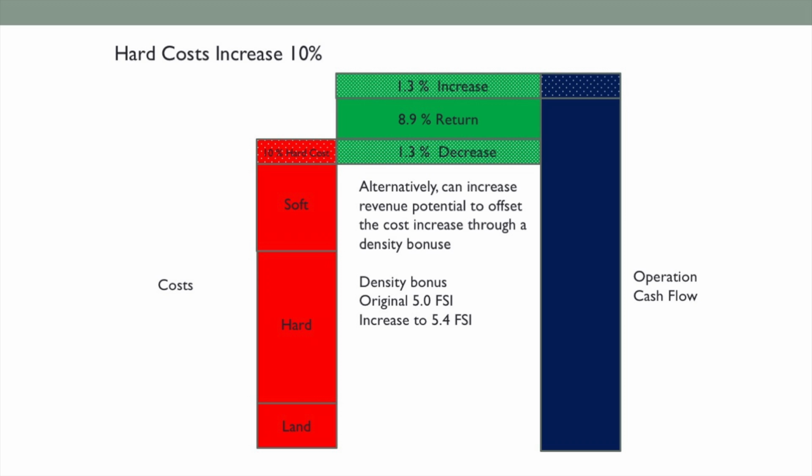So I looked at our hypothetical example. It started with an FSI of 5. And I said, okay, if I increase my FSI by 0.4, I'll get that 1.3% back. And that's using the pro forma as a way to figure it out. I also like it because it gives you a better sense of what's appropriate as opposed to throwing out 6, 7 FSI. You have a better sense of what would be an appropriate FSI to cover that developer's costs.